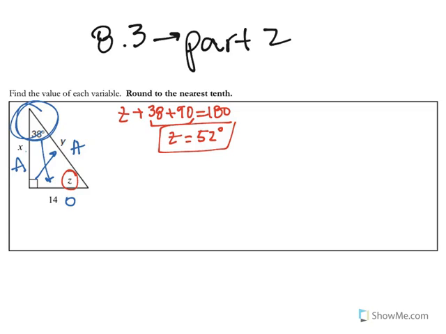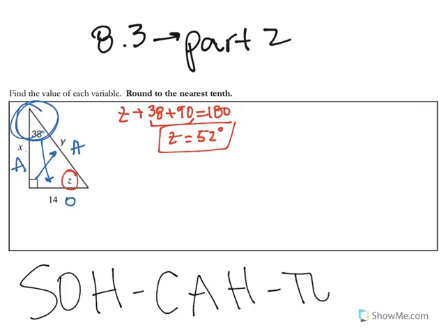Oh, don't forget SOHCAHTOA. It should be second nature to write that on the top of every paper or wherever you're at, always write SOHCAHTOA. So if I want to find y, it looks like I've got 14 and y, and that's going to be sine. So that's what I'm going to do first. I'm going to do sine of 38, sine of my angle, equals opposite 14 over hypotenuse, which is y.